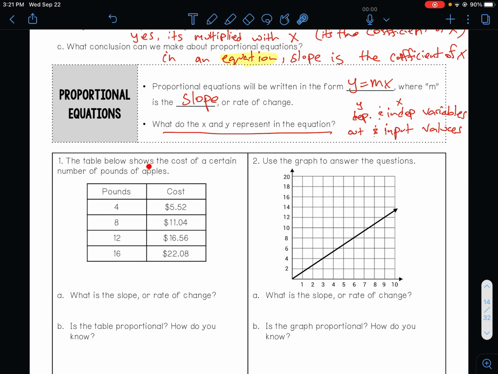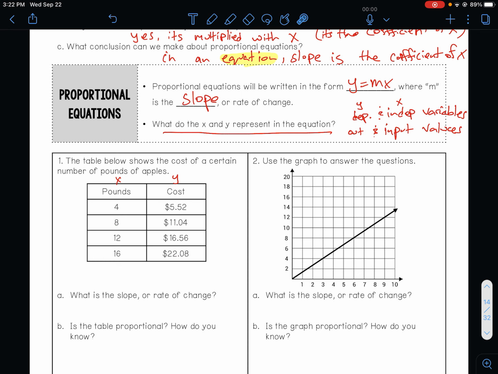Number 1, the table below shows the cost of a certain number of pounds of apples. Again, in a table, independent usually goes first, y or dependent goes next. So, the cost of the apples depends on the number of pounds, right? 11.04, that depends on how many pounds.